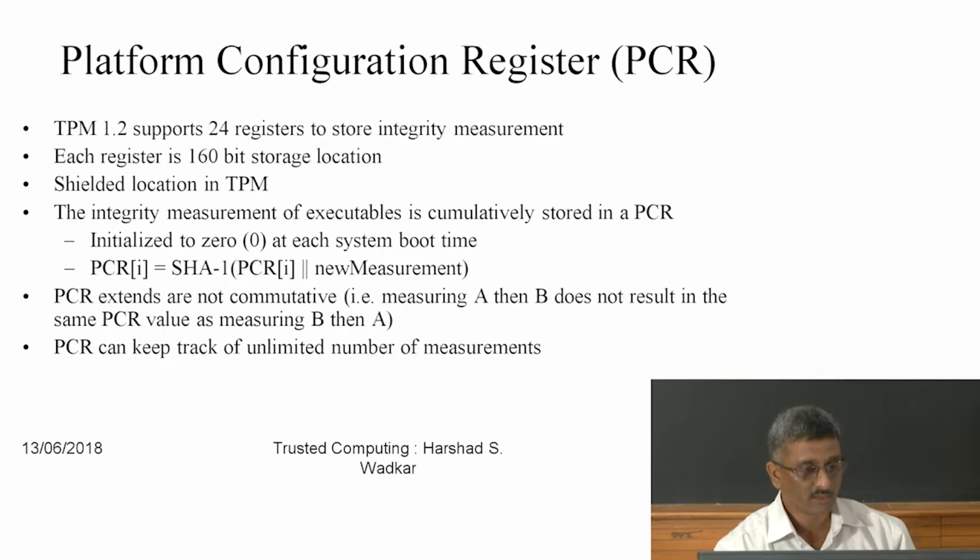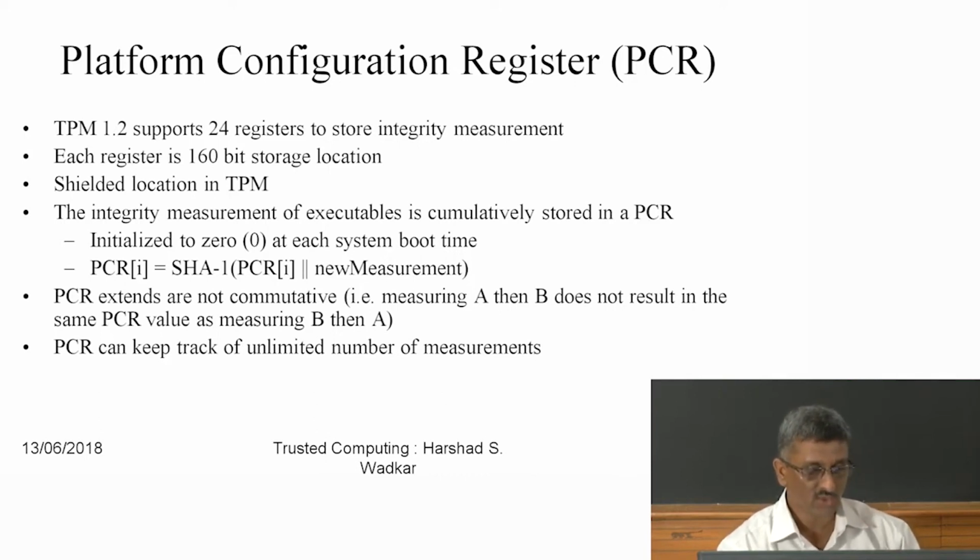How can we measure, or how can we put more data in that? When you start the system, all the registers are initialized to 0, and then comes what is called PCR extension. There is a PCR[i] value, where i is the current index of the PCR, 0 to 23; there are 24 registers available. So PCR[i], the PCR of a particular index, equals SHA1 of the current PCR plus the new measurement. That is how we extend PCR[i], such as PCR 4 or PCR 13, PCR 17 and so on. This is called the PCR extension.